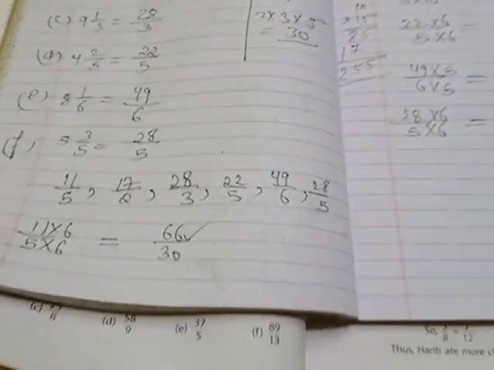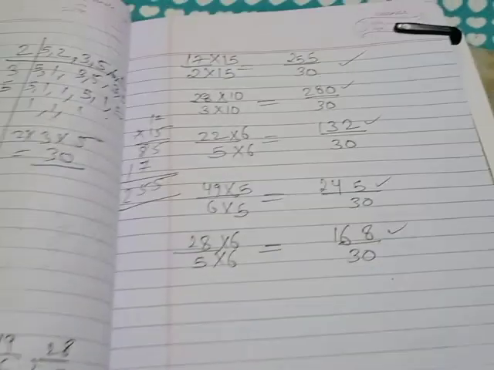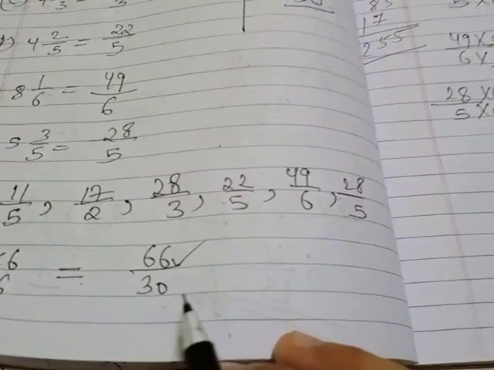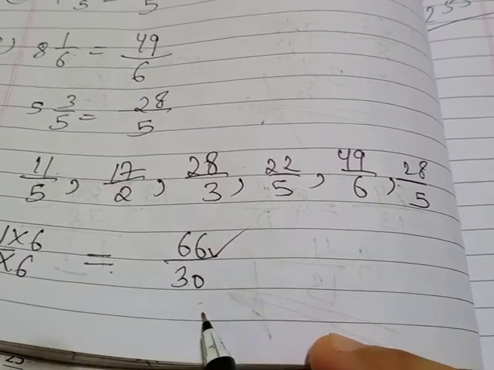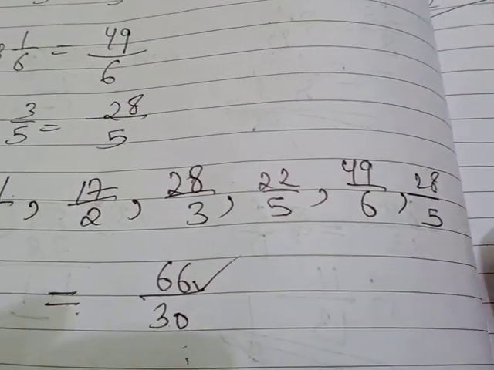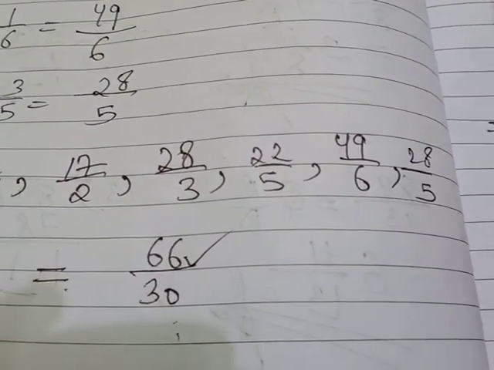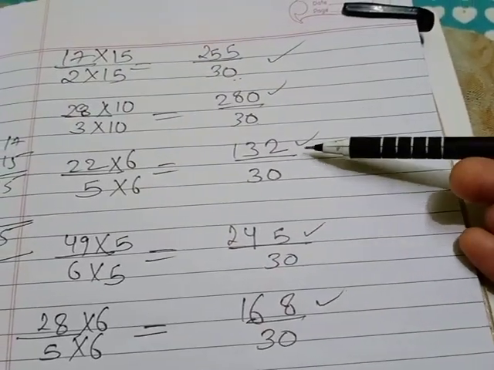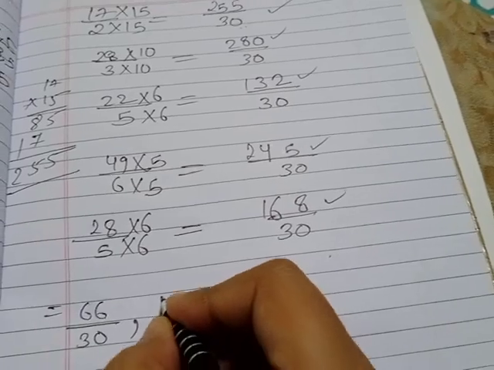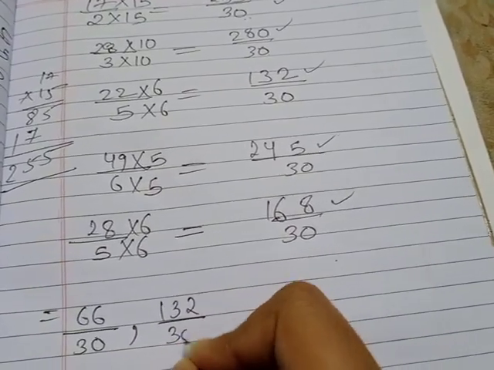So among these, which is the smallest numerator? 66 upon 30. This is the smallest one, na? So we will write like this, 66 upon 30. After this, which is the smallest one? You see, 132. So we'll write 132 upon 30.